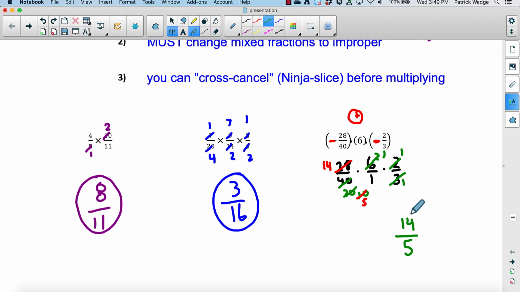Now I'm totally okay if you leave that as your answer. You don't have to switch it to a mixed fraction if you don't want to. If you do want to, how many times does 5 go into 14? 2 times. How much is left over? 4. Keep the denominator the same, 4/5. Either one of these is totally great with me.